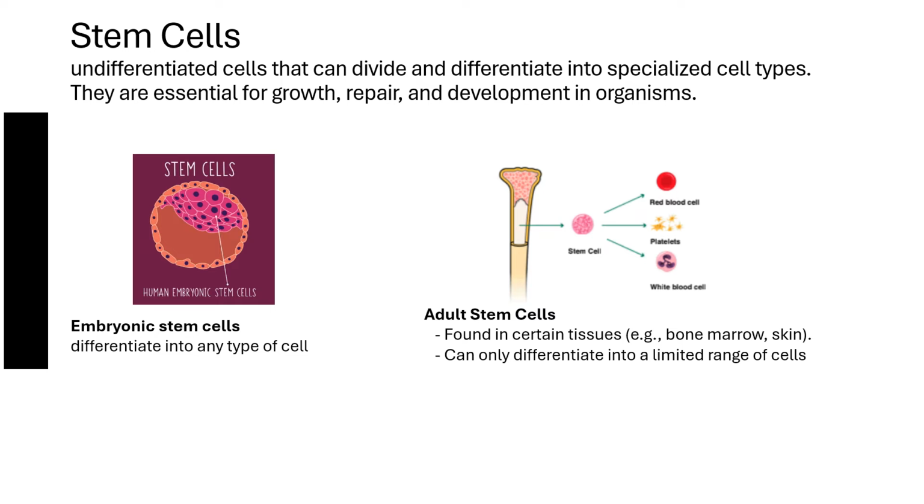And then the second type is adult stem cells. So when you're born, you then have stem cells that are found in certain tissues. For example, bone marrow has stem cells that can make red blood cells, platelets, and white blood cells. The disadvantage of them, though, is that they can only differentiate into a limited range of cells.